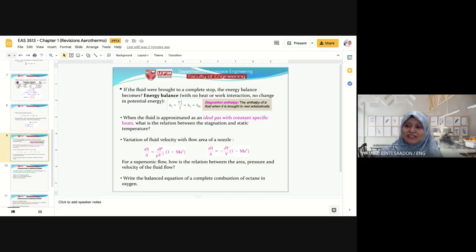You know, total enthalpy, total entropy, total volume, total temperature, total pressure, stagnation pressure. So the terms that we use are stagnation or total. So here it's stagnation enthalpy because we assume the fluid is brought to stop, so stagnant. So the enthalpy of a fluid when it's brought to rest adiabatically is written as this.